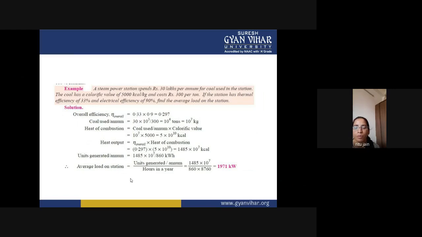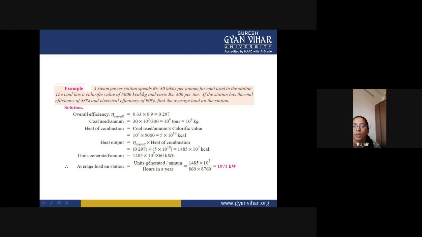Now, the second thing, heat output. So overall efficiency into heat of combustion. Overall efficiency is 0.297 into heat of combustion, which is 5 into 10 to the power 10 kilocalorie. So you will get that the heat output of this coal is equal to 1485 into 10 to the power 7 kilocalories.